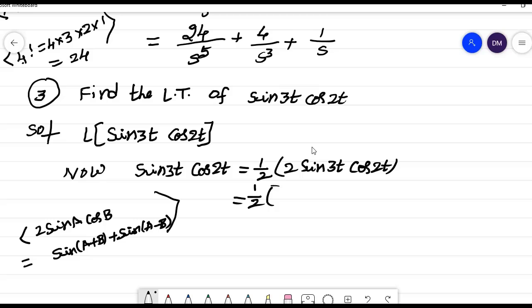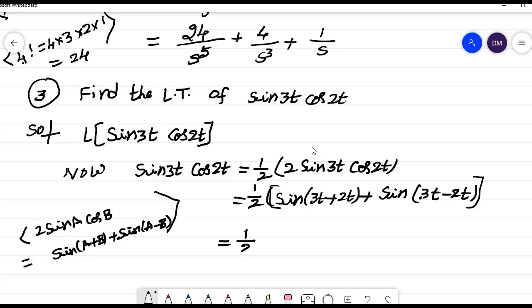So by using that formula, we can write this as sine of A plus B, where A plus B means 3t plus 2t, plus sine of A minus B, where A minus B means 3t minus 2t. So this is equal to 1 by 2 into sine of 5t plus sine of 3t minus 2t, which is sine t. So this is the value of sine 3t into cos 2t.